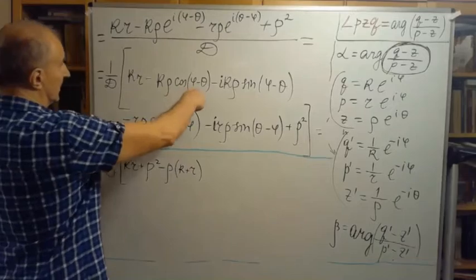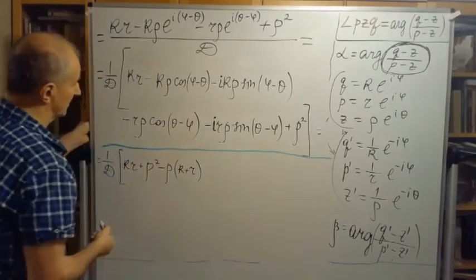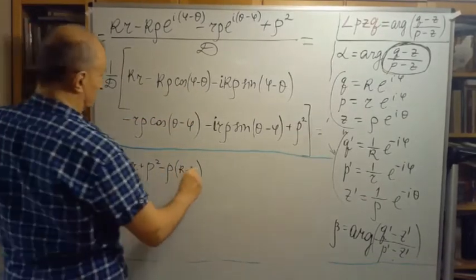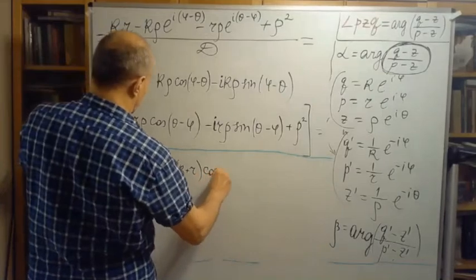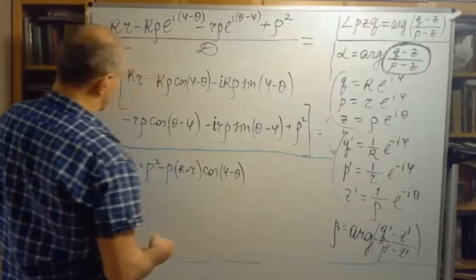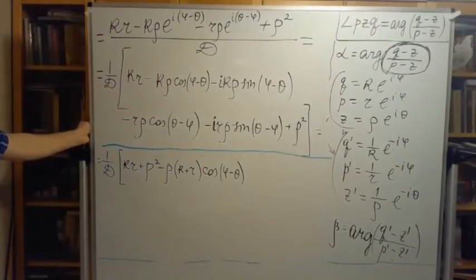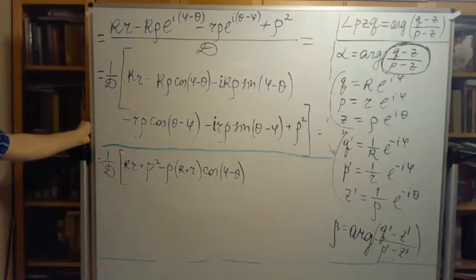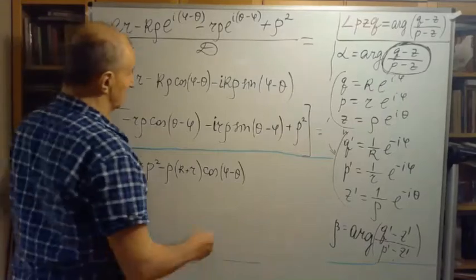And cosine phi minus theta is equal to cosine theta minus phi. So I will just write cosine phi minus theta. It is the same cosine, because cosine is an even function. For sine, it is opposite, because we have sine of phi minus theta is negative sine of theta minus phi.